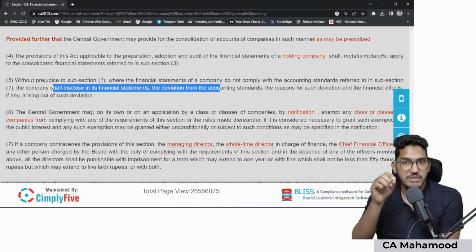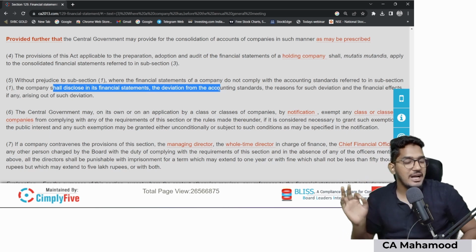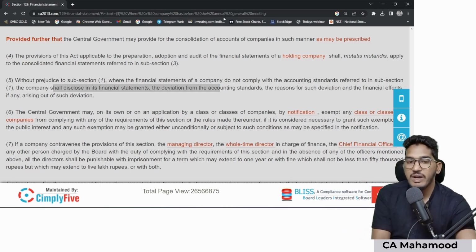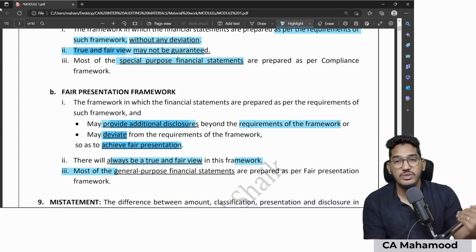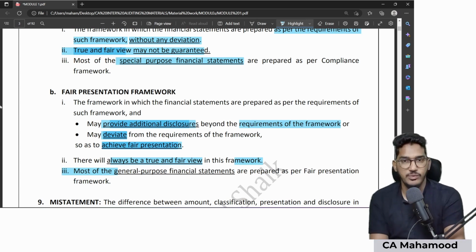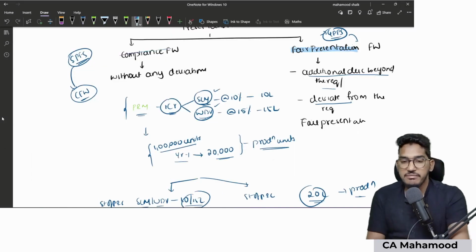So that's why whatever financial statements every company is releasing in the public domain, all of those follow the fair presentation framework. Why? Because Section 129 of the Companies Act has given companies the freedom to deviate from the accounting standards if required. Clear? So where did all the discussion regarding the frameworks start?